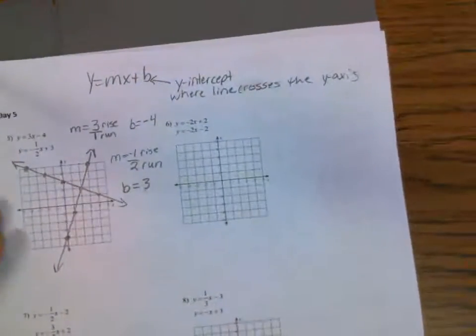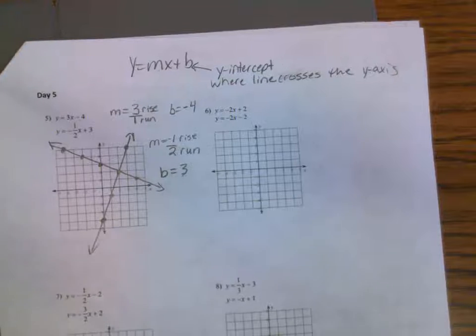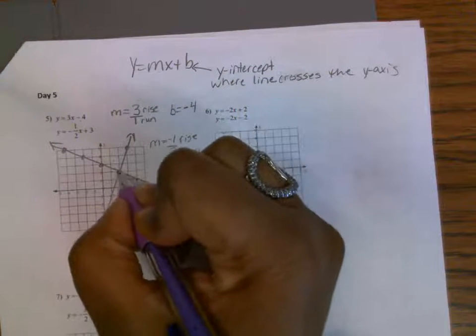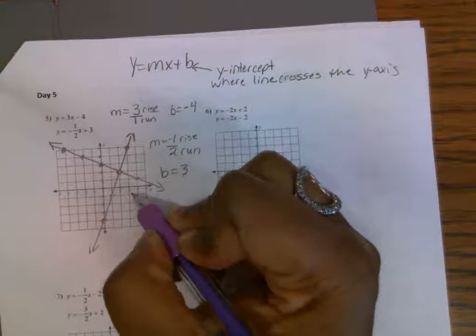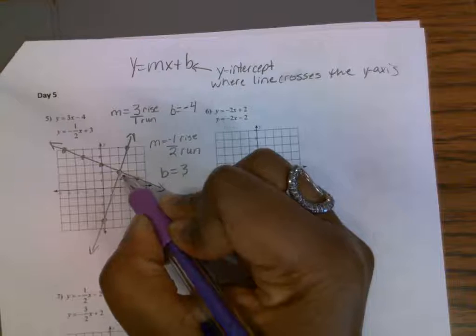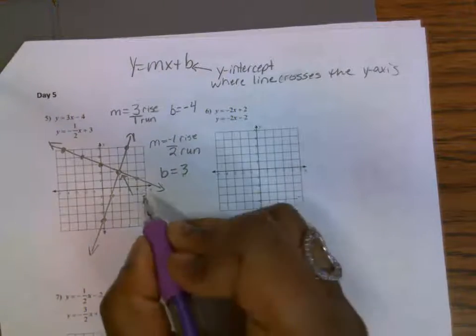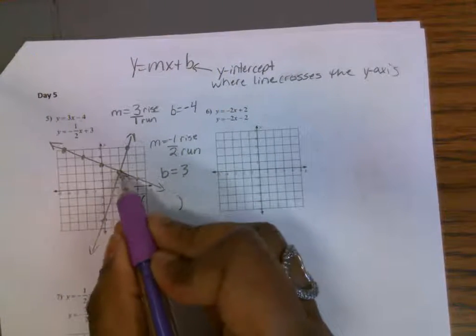Okay. All the points they share are the solution. They only share one point. This point right here is on both lines. This is the point where they cross. That's going to be your solution. This ordered pair is your solution.